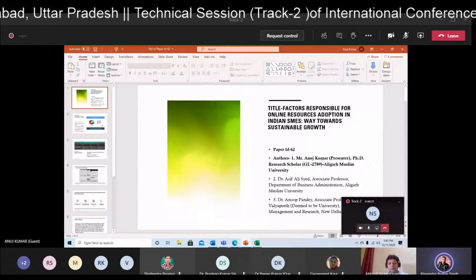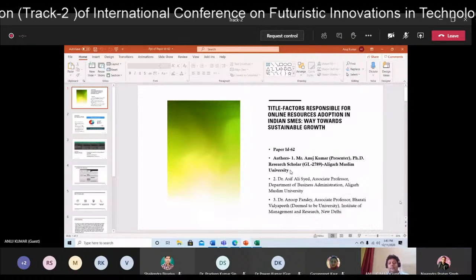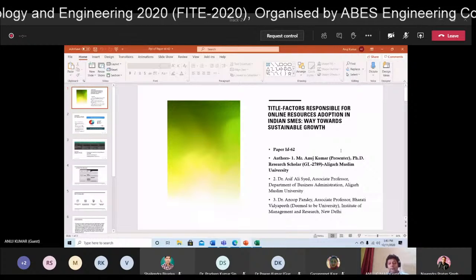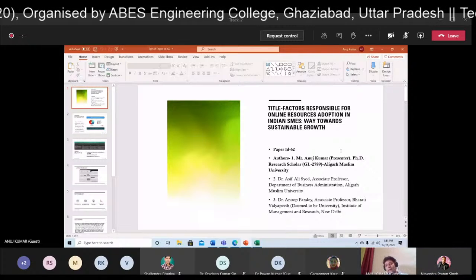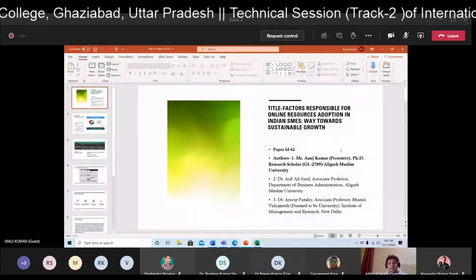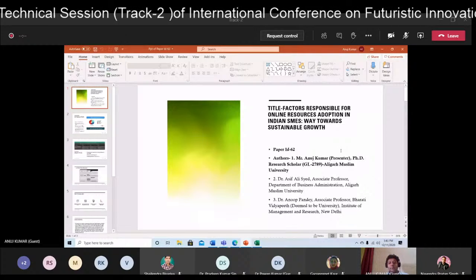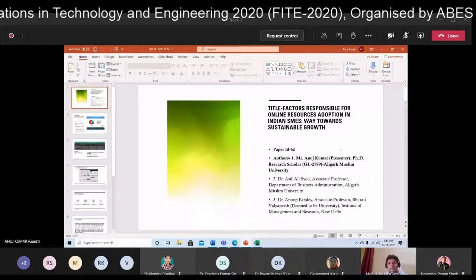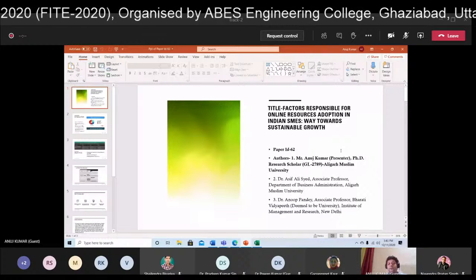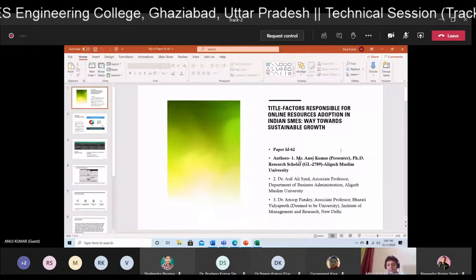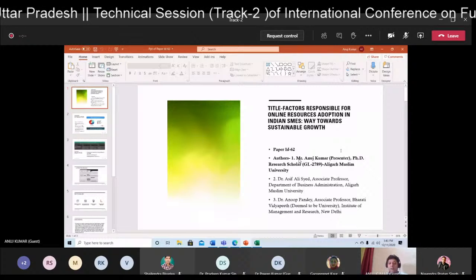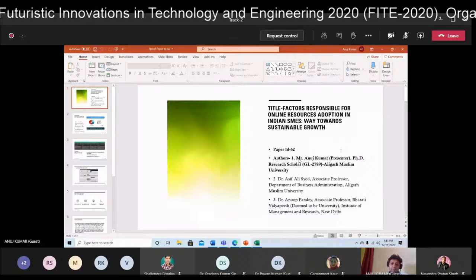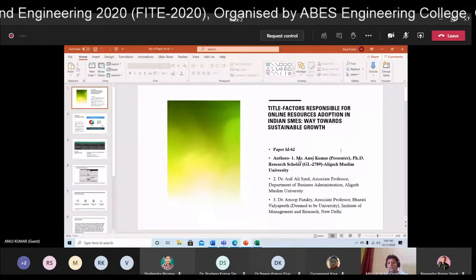In presentable mode. Okay, so first of all, a very good afternoon to all of you, and thank you FITE for giving us this opportunity to present our paper in this AICTE sponsored conference. The title for our presentation is Factors Responsible for Online Resources Adoption in Indian SMEs, Way Towards Sustainable Growth. How online resources adoption can help SMEs in reaching sustainable growth.